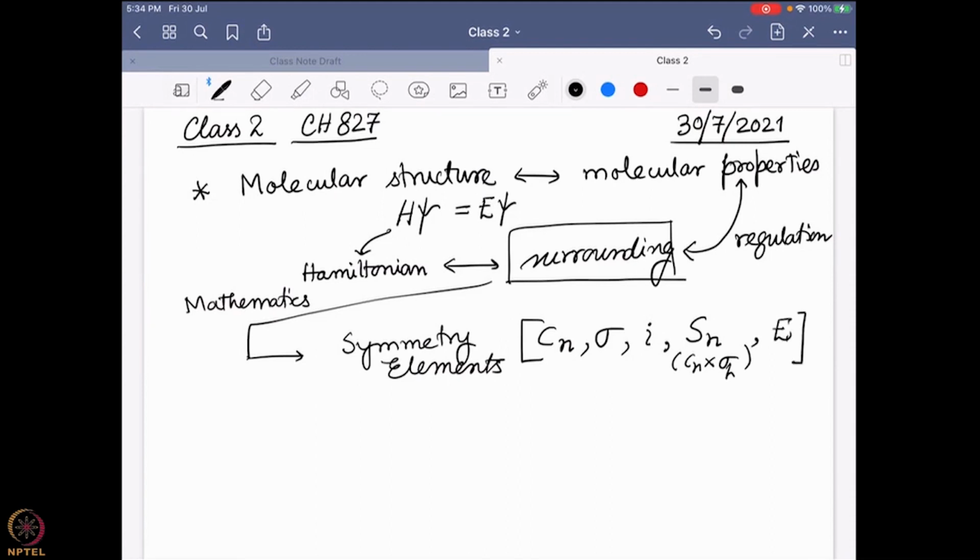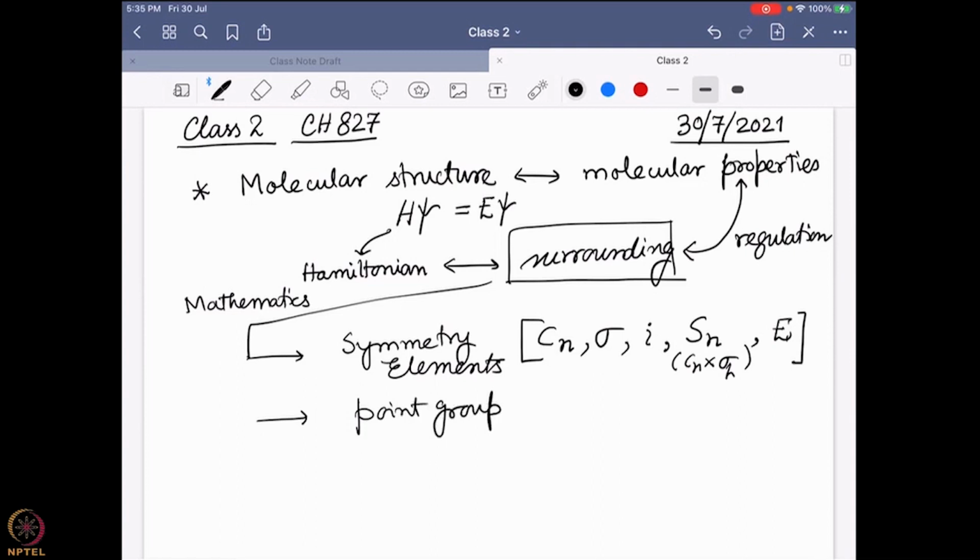The importance of the identity operator will come again when Professor Leela will teach you. But the point is that this identity operator is required to ensure these symmetry elements can have a particular relation between them. We can club or assemble them such that we form a group, which is known as the point group.